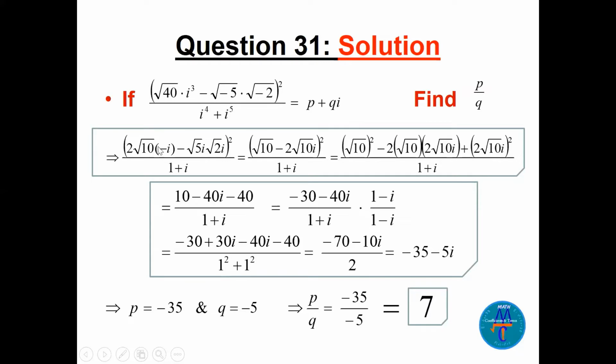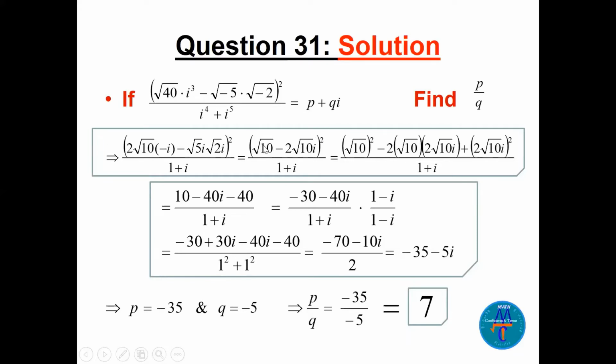Now we have i cubed is minus i there. Square root of 40 is 2 outside times square root of 10. Square root of minus 5 is square root of 5 i. Square root of minus 2 is square root of 2 i. So this will be i and i squared, that's minus 1. With this minus becomes plus. So now this term here becomes at the beginning square root of 10 minus 2 square root of 10 i squared.